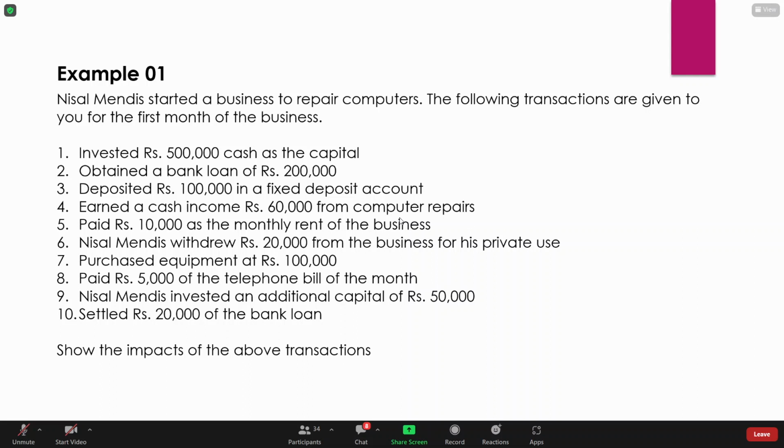Now, there is a cash income earned 60,000 from computer repairs. So you have provided a service. Now you are getting an income of 60,000 in terms of cash. Can you explain that? Cash asset increased by 60,000.